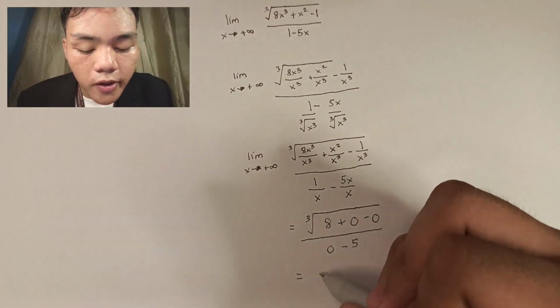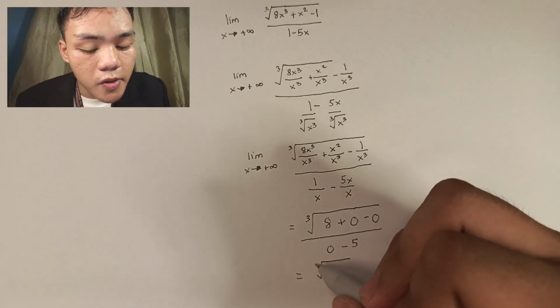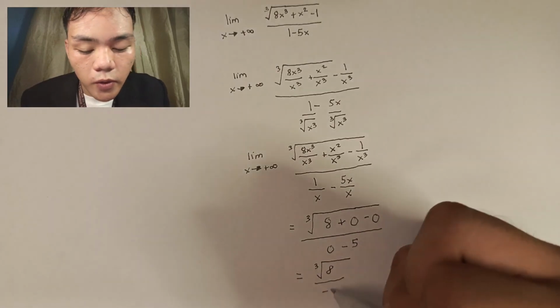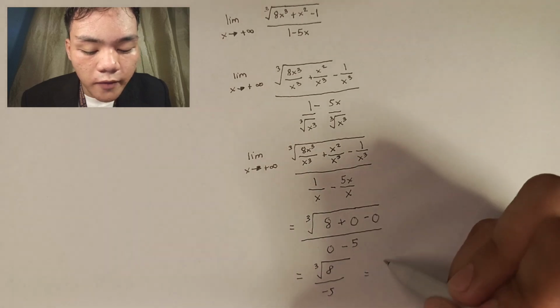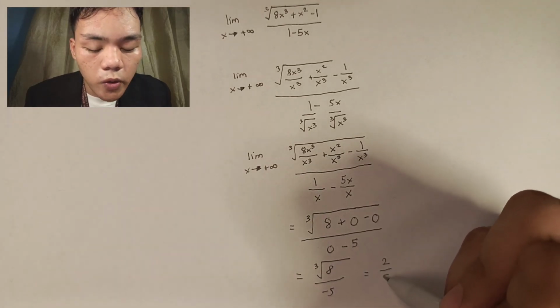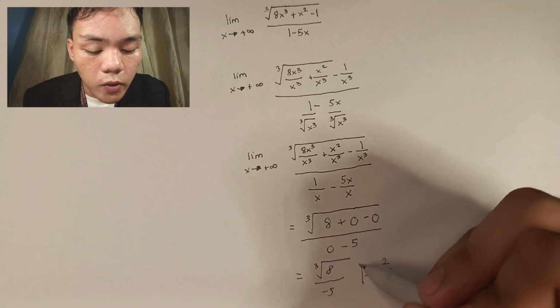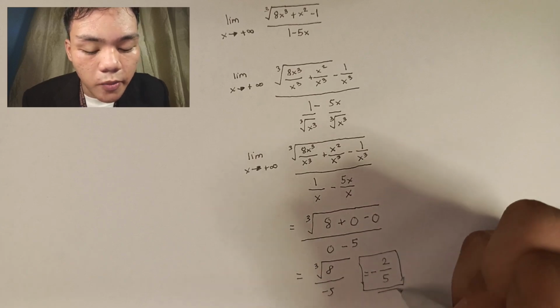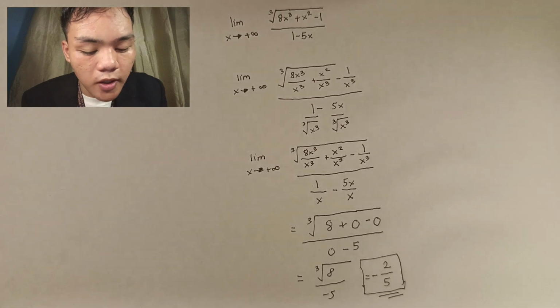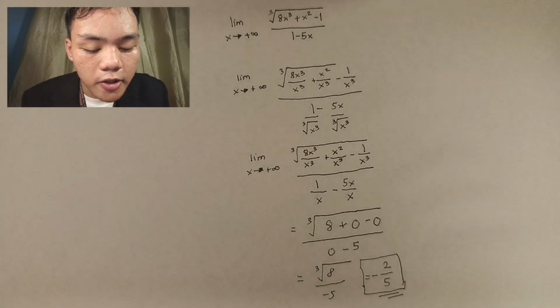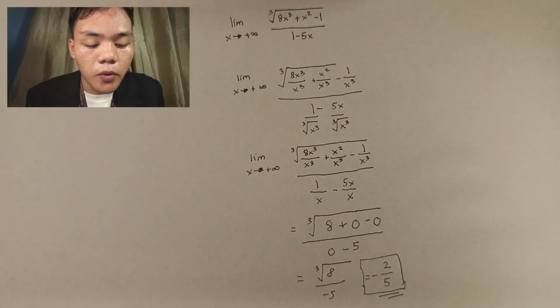And we have cube root of 8 plus 0 minus 0 over 0 minus 5. So we'll just put cube root of 8 over negative 5. As we all know, the cube root of 8 is 2, so we'll put 2 as our numerator, and negative 5, so we'll put the negative beside the fraction, so we'll get the answer negative 2 over 5.